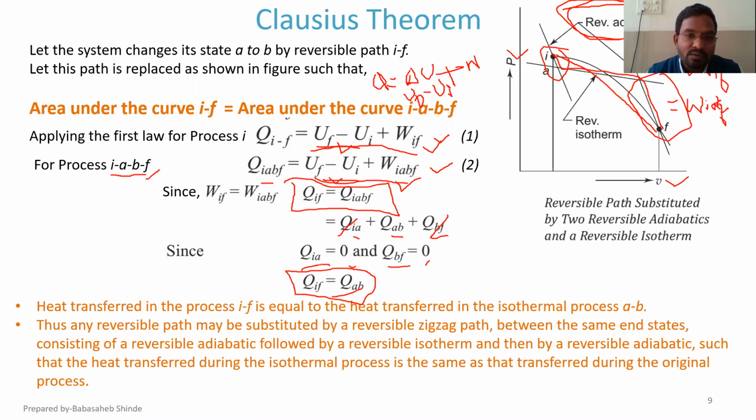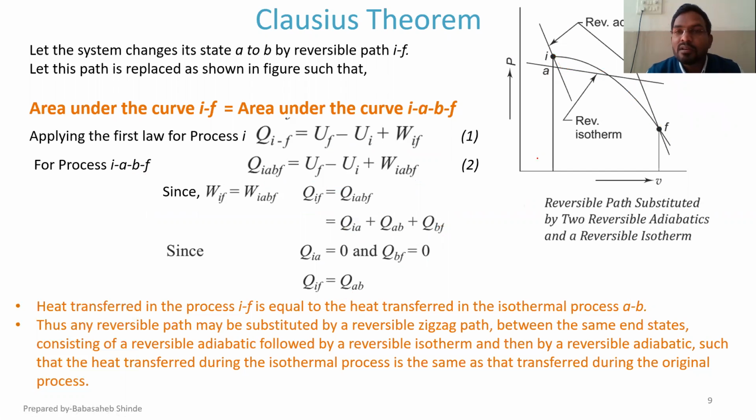Okay. So now, with the consideration we made, can we replace a reversible path IF with another path that consists of one reversible adiabatic, followed by a reversible isotherm, and further followed by a reversible adiabatic? Then I can say that yes, we can replace any reversible path by this combination zigzag path, consisting of reversible adiabatics and a reversible isotherm.